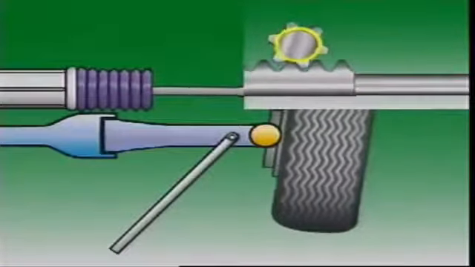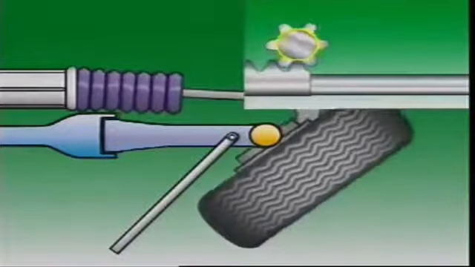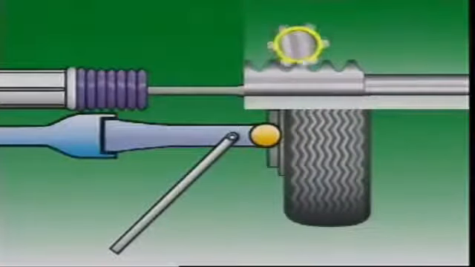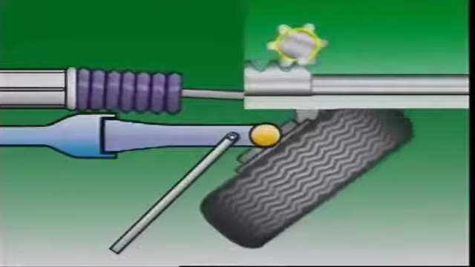This change in tooth contact changes the effective diameter of the pinion. Then, for the same amount of steering wheel rotation, the rack moves a shorter distance near the ends of the rack than near the center. Effort needed to turn the wheel stays approximately the same through the whole range of movement.